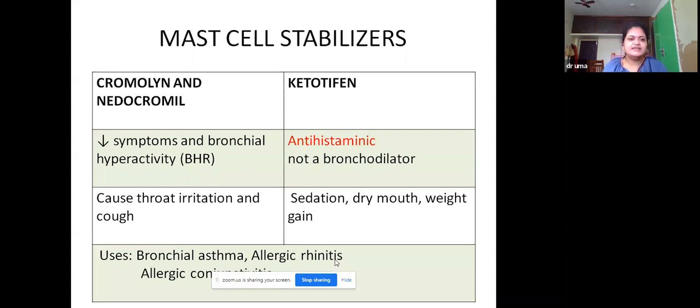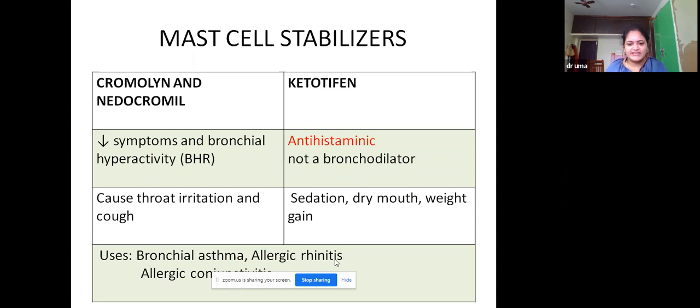Mast cell stabilizers include nedocromil, sodium cromoglycate, and ketotifen. Among these, ketotifen has an antihistaminic property, so it produces sedation. The most commonly asked question is, which is the mast cell stabilizer that produces sedation? It is ketotifen. Antihistaminic, so sedation. Cromolyn and nedocromil act mainly by inhibiting bronchial hyperreactivity. So they are used in bronchial asthma because they stabilize the mast cells.